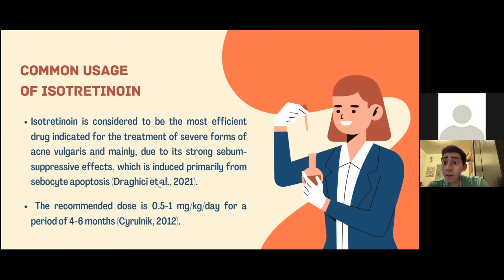It also induces apoptosis in adult T cell leukemia cells, B16F10 melanoma cells, primary human keratinocytes, or Dalton lymphoma ascites cells. As a result of all this biologic mechanism, it has been established that a dose of 0.5 to 1.0 mg per kilogram per day for a period of 4 to 6 months is enough to produce a reduction in sebum excretion by 90% within a period of 6 weeks.